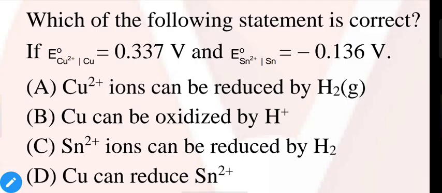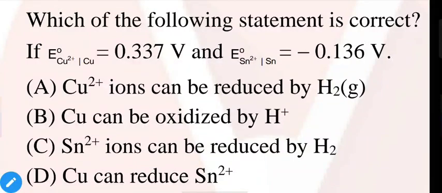Now here is another example. So in this question we have two different values of reduction potentials of copper and for tin. So which of the following statement is correct if Cu2+ to Cu is 0.337 and reduction potential of tin is minus 0.136 volts. So notice here for copper it is positive and for tin it is negative.